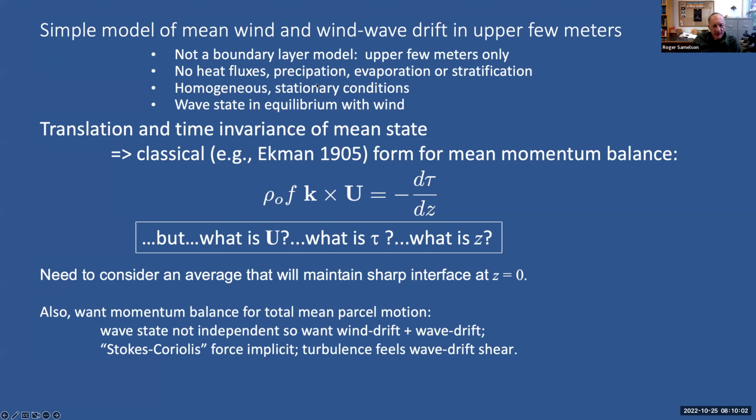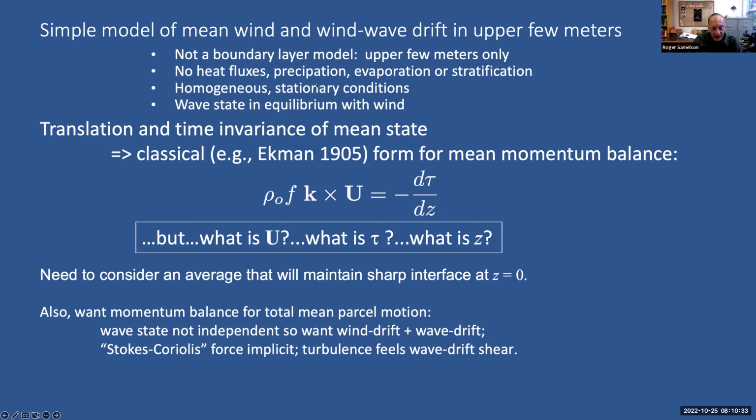But there are some questions here. We know what the density is and we know what the Coriolis parameter is, but we don't know so well exactly what we mean by the velocity, or even by the stress, or maybe even by the vertical depth variable there, because we need to consider an average that's going to maintain a sharp interface at, say, the point z equals 0 at some fixed z, or else this equation doesn't really make sense in the upper few meters.